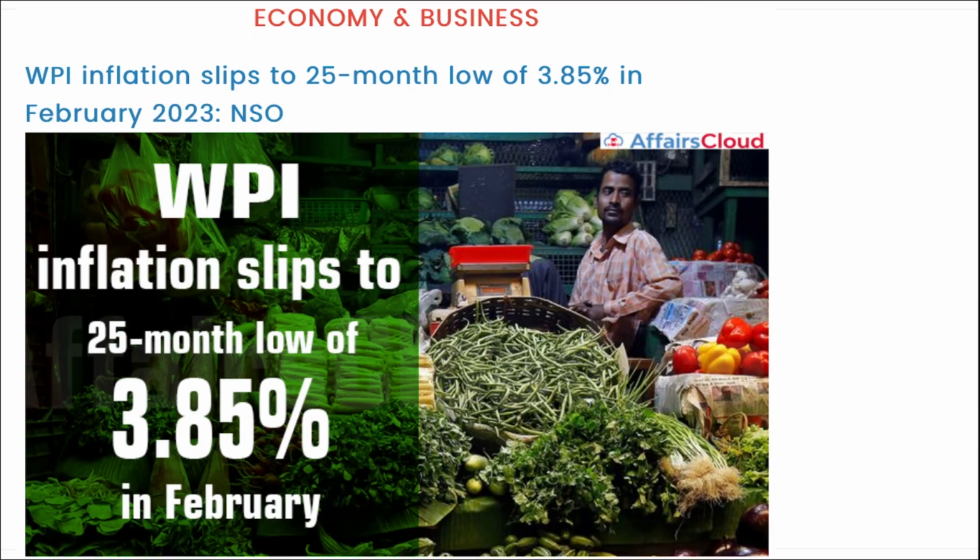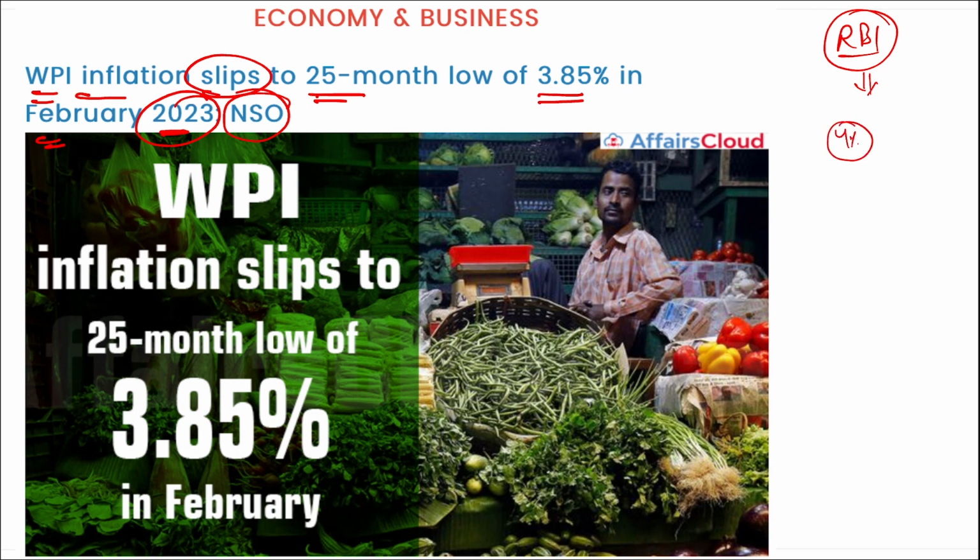Next is WPI. What is WPI? Wholesale Price Index. So recently WPI inflation slipped to a 25-month low of 3.85% in February 2023, as per the data released by NSO, that is the National Statistical Office. And remember, it was suggested by RBI, and it was basically a target of RBI that they will be reducing this inflation to less than 4%, because the accepted standard of this is between 2 to 6%, and they stated that we will be targeting 4%, but that was for the whole year. But here we are just talking about the February month.